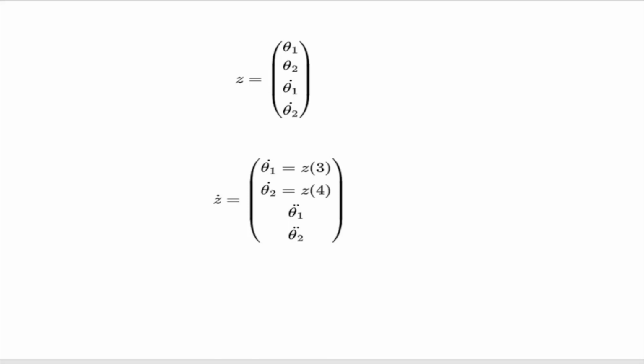Well, we know that theta 1 dot and theta 2 dot are simply z of 3 and z of 4 from this. And theta 1 double dot and theta 2 double dot is what we solved for. So we're going to just plug all of that into our ODE function handle.